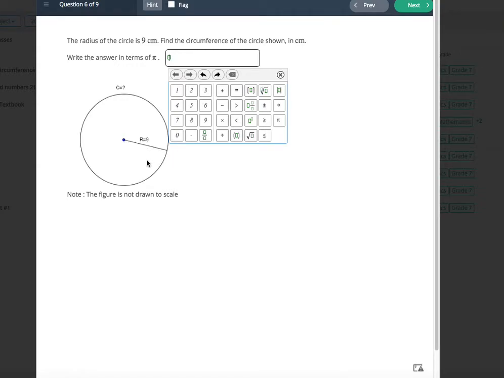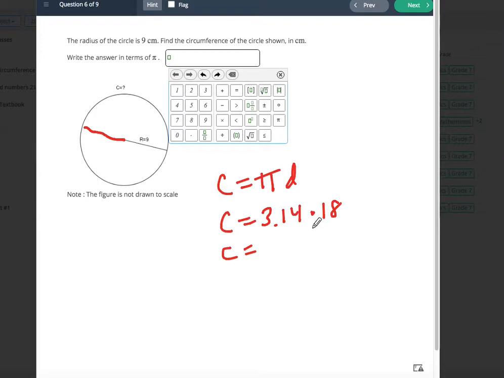Oh, so, answer in terms of pi. Okay, so let's go back to that. All right, I should have given you this question. Uh-oh. All right, so listen.